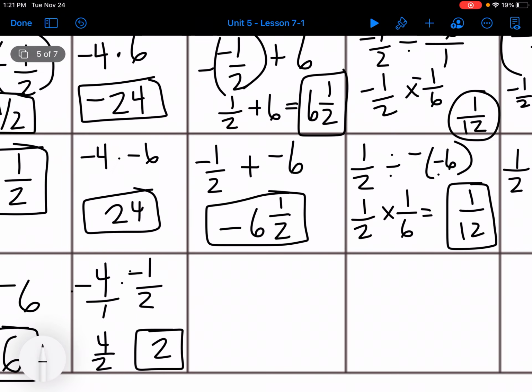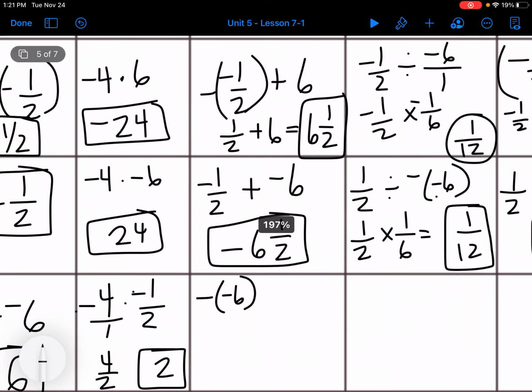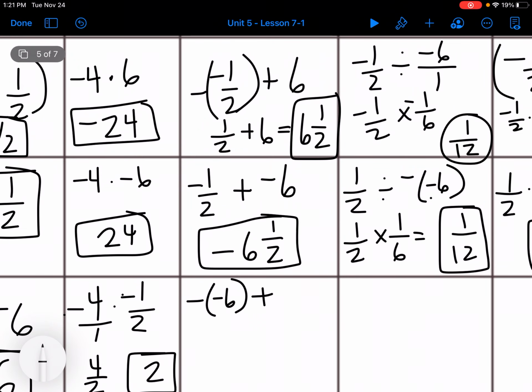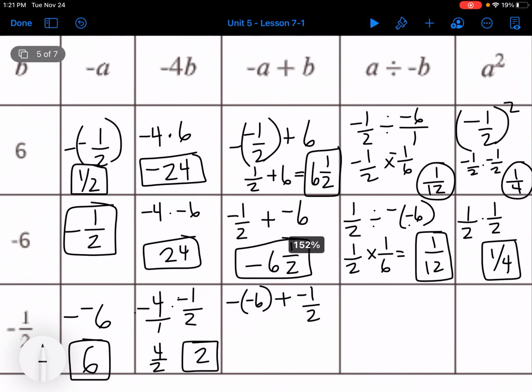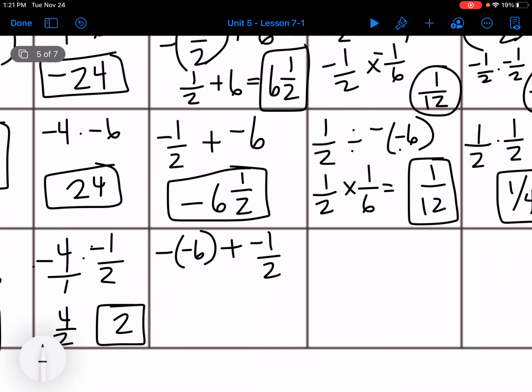So we have a negative 6 plus a negative 1/2. Just keep checking to make sure I'm doing this right now that I'm getting confused. So 6 plus a negative 1/2. Well, when the signs are different, I have to subtract, so I end up with 5 1/2, and it's going to be positive.